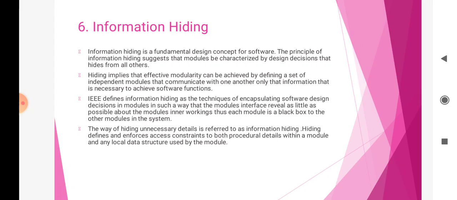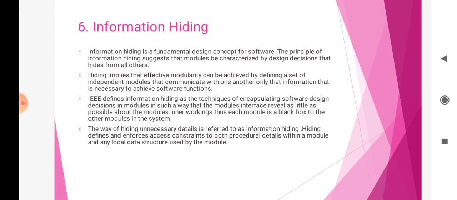Here, the IEEE defines information hiding as the technique of encapsulating software design decisions in modules in such a way that the module's interface reveals as little as possible about the module's inner workings, such that each module is a black box to the other modules in the system.